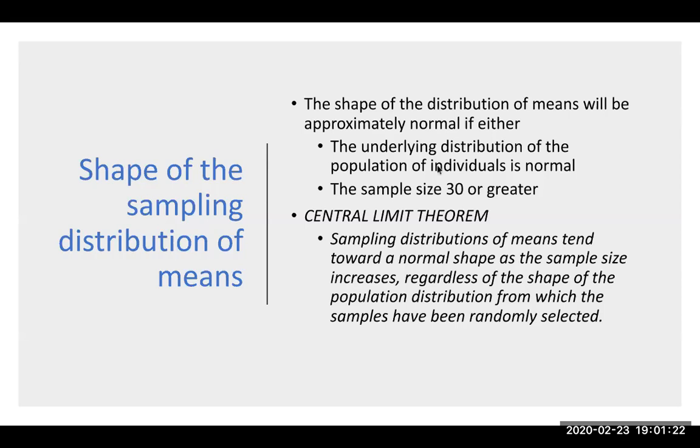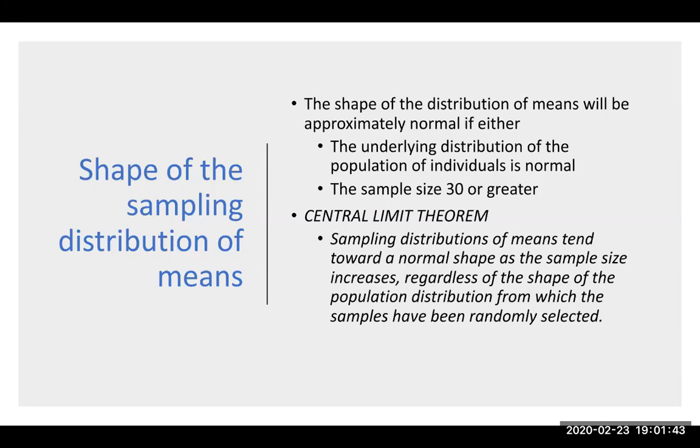But here is something special. Let's say it's a skewed distribution. If it's a skewed distribution, we will still have a normal distribution for the sampling distribution of means, as long as the sample size is over 30. Now I'm going to show you this in a second, but I wanted to tell you what this was called because I'm going to give you a proof of the central limit theorem.